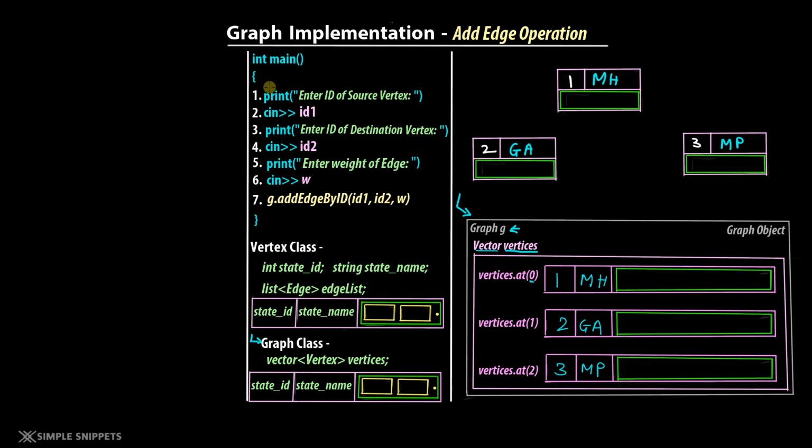So in the main function, basically in the menu driven program, we will ask the user to enter the ID of the source vertex. So let's assume the user enters 1. Okay. 1 is nothing but the ID of Maharashtra. Then we will ask the user to enter the ID of the destination vertex. Let's say the user enters 2. So we need to add an edge between Maharashtra and Goa. Okay. Alright. We also need to get the weight of the edge.